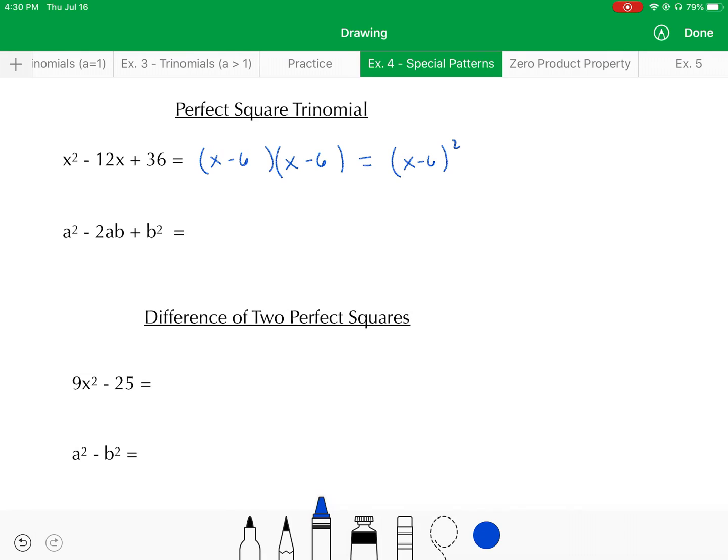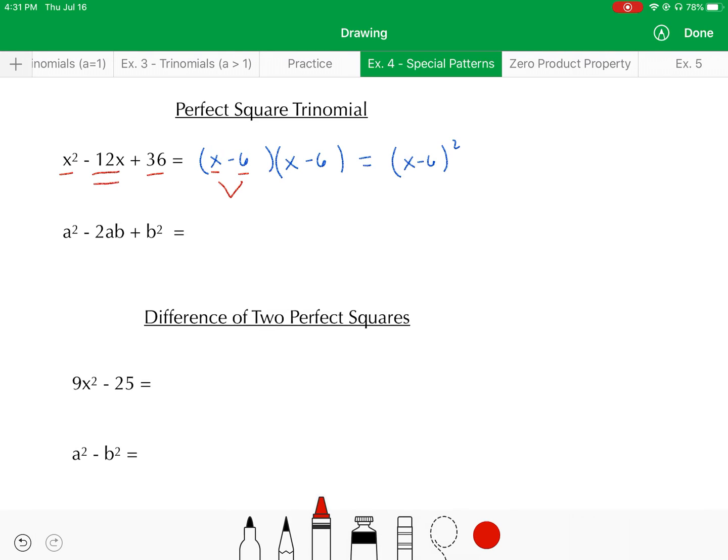Okay, so couple things that we want to kind of relate between the factored form and the expanded form. So notice that the x here is nothing more than the square root of the first term of the trinomial x squared, and then the 6 is the square root of the constant. Okay, and then probably the main thing we want to notice is that this middle term of negative 12x, it is double the product of x and negative 6. Okay, so x times negative 6 is of course negative 6x. If you double that, you get negative 12x.